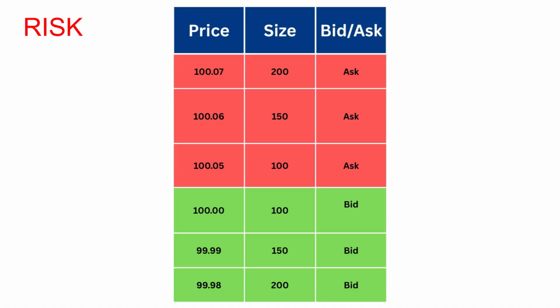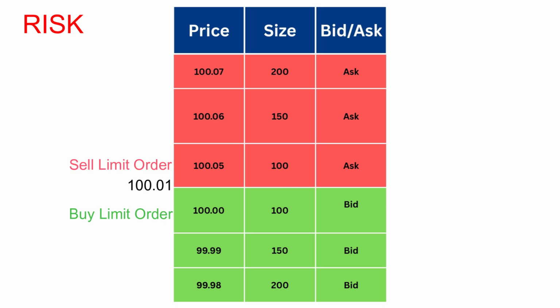Now let's talk about the risk. In our example, let's say the market is at 100.01 and the market maker placed a buy limit order of 100 and a sell limit order of 100.05 at the same time. If the market is at 100.01, obviously neither the buy limit order nor the sell limit order will fill. If the market keeps going up, let's say 100.02, both orders will still not fill. Again, it goes to 100.03, it will not fill. At 100.04, both orders will not fill.